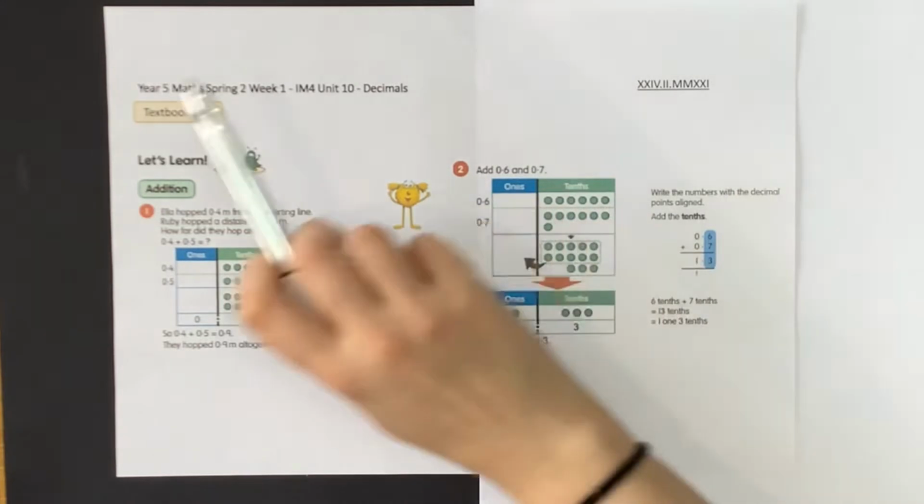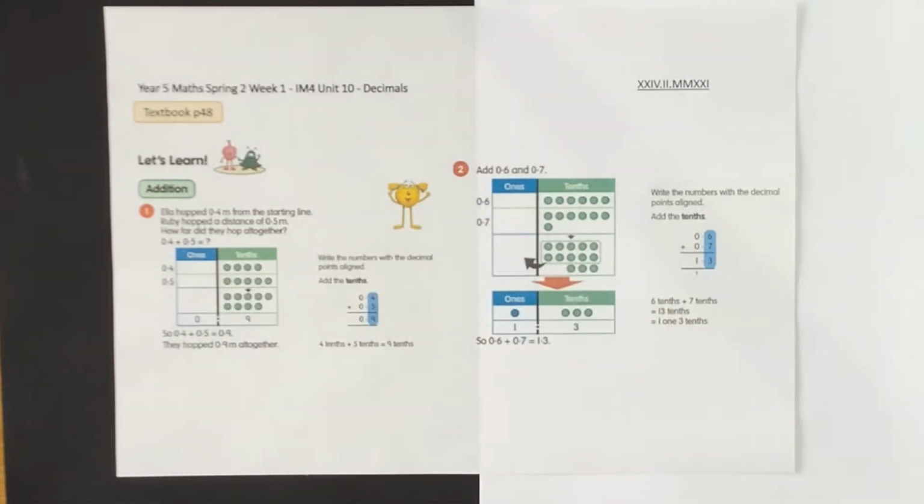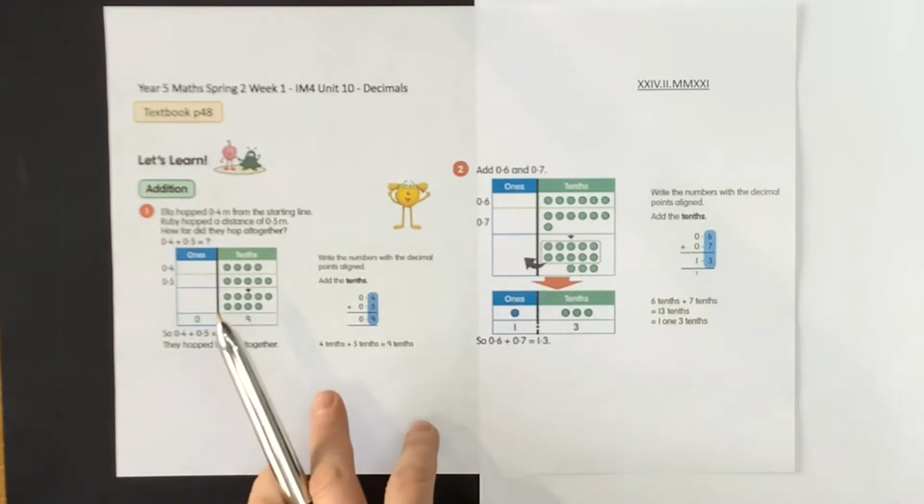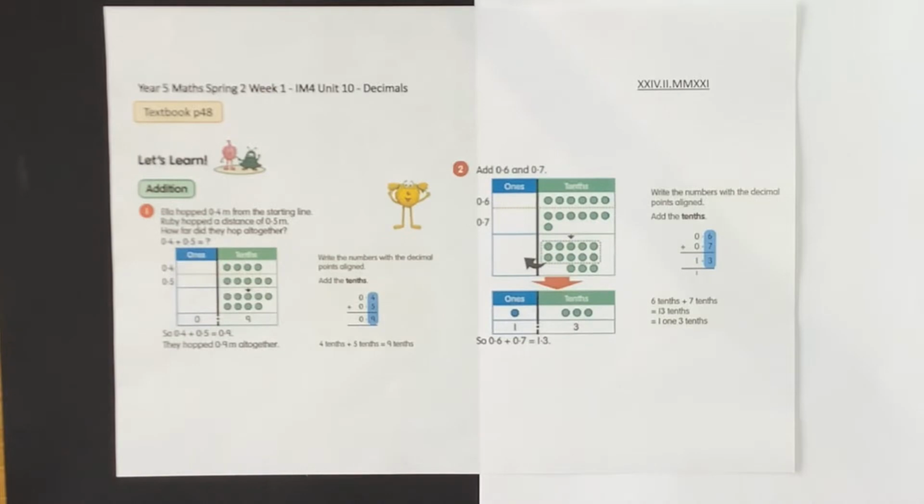So there's a couple of pictorial versions here. If you find it useful, you can make yourself a place value grid with ones and tenths, and you can use counters or pieces of Lego, or you can draw if you want to help you. Don't feel that you can't do that if you need to. If you're happy with the abstract method, of course you can use that too. Okay, let's have a look.